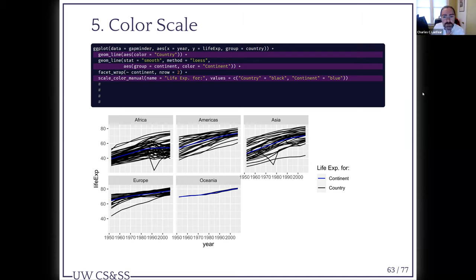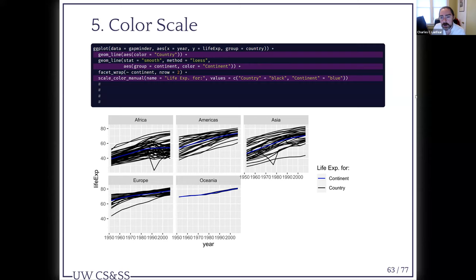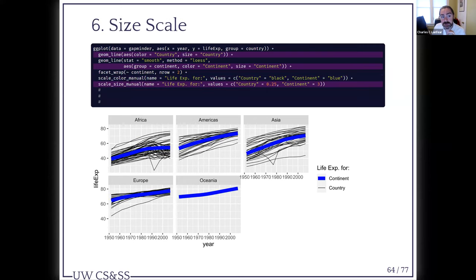Okay. So next thing I want to do, scale size manual. Scale size manual here, I'm actually doing the exact same thing I just did in scale color manual. I say name life expectancy 4. If you name two legends the same thing, they combine into a single legend. This legend, life expectancy 4, displays both the color and the size of the lines I've assigned.